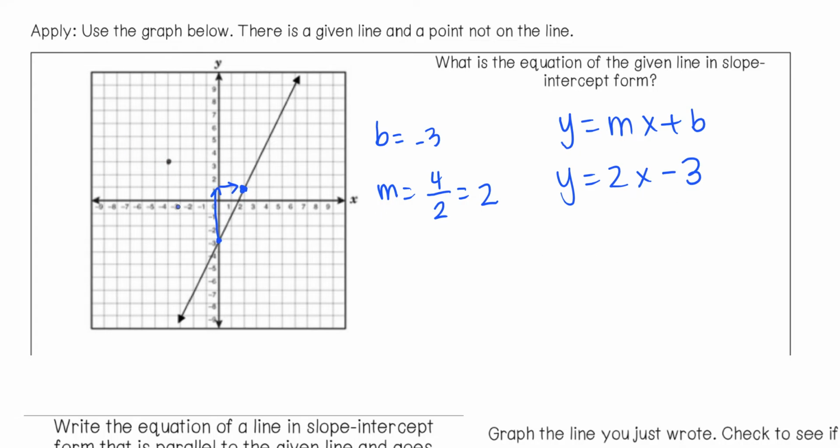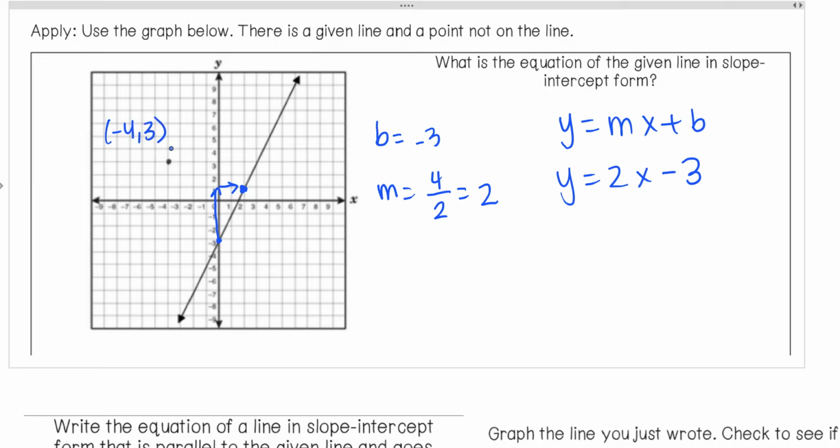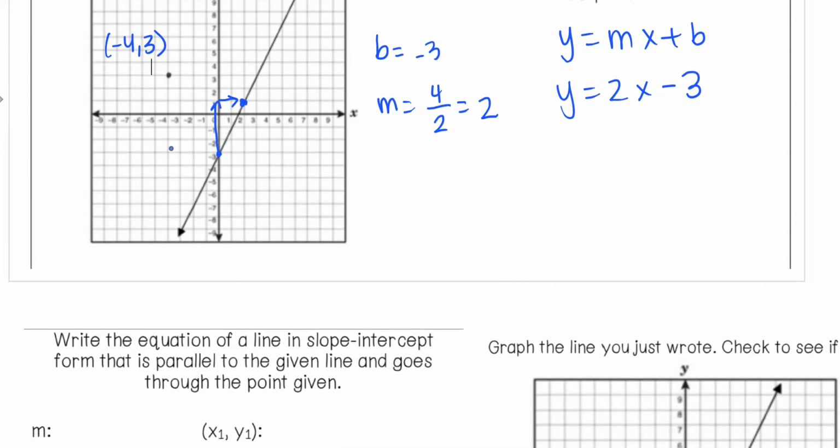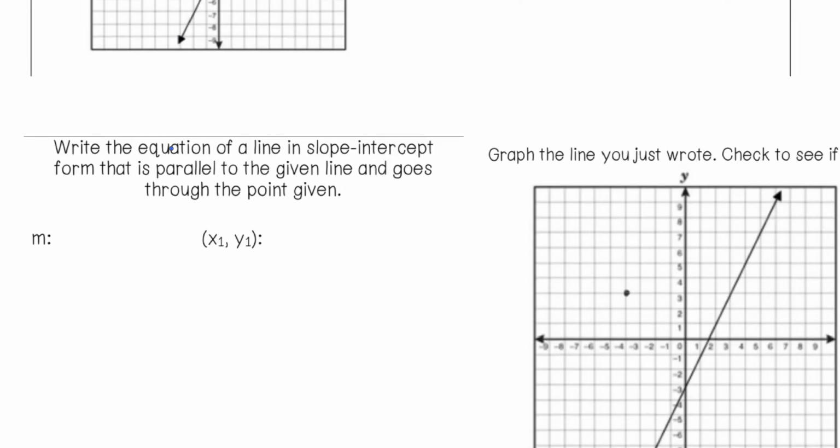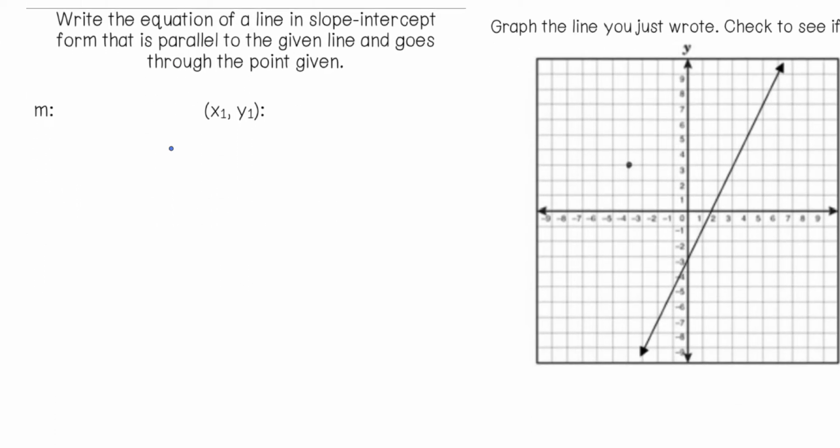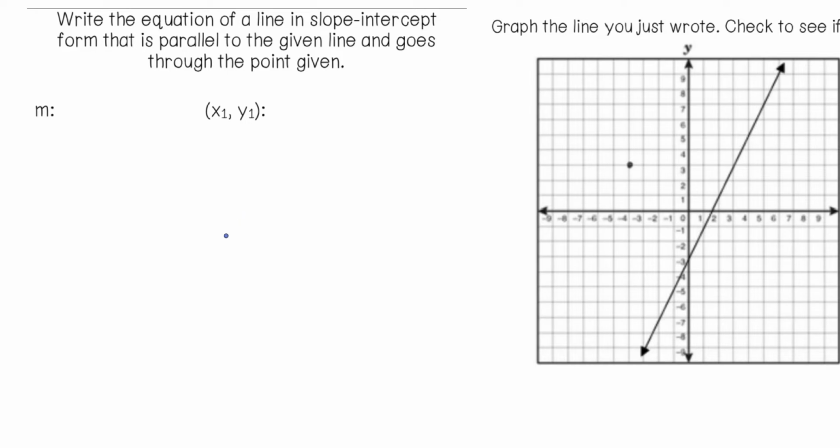It is at the coordinate -4, +3. That point is going to be what we're using in our next two examples. In the next example, it says write the equation of a line in slope-intercept form that is parallel to the given line and goes through the point given.